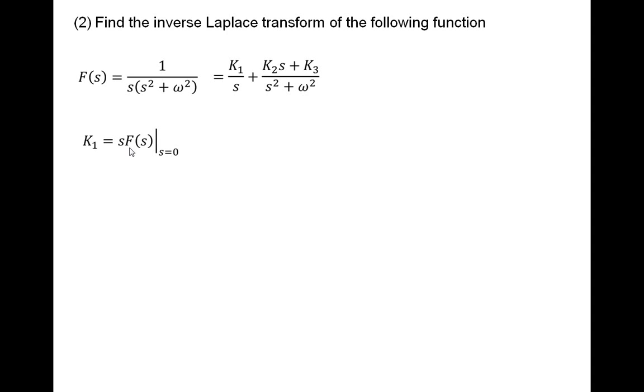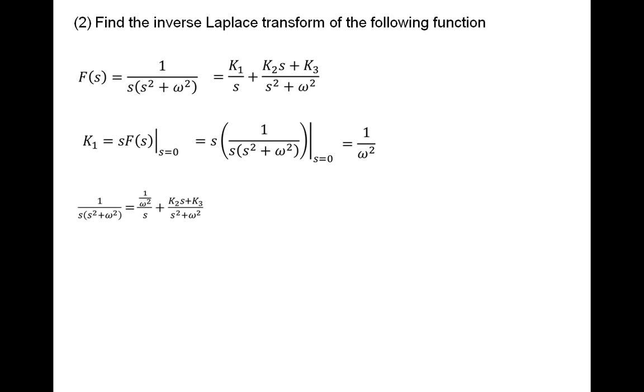k1 can be easily found as s multiplied by F of s when s is equal to 0. So k1 will be equal to 1 over omega squared. For finding the k2 and k3 values, I use a classical approach. First I substitute the value of k1 in this fraction, and for calculating k2 and k3, I get a common denominator for these two fractions. So by adding these two fractions with a common denominator, I have this relation.